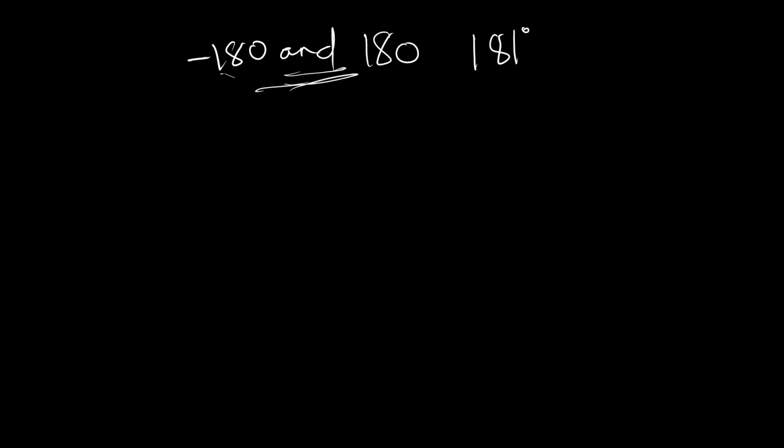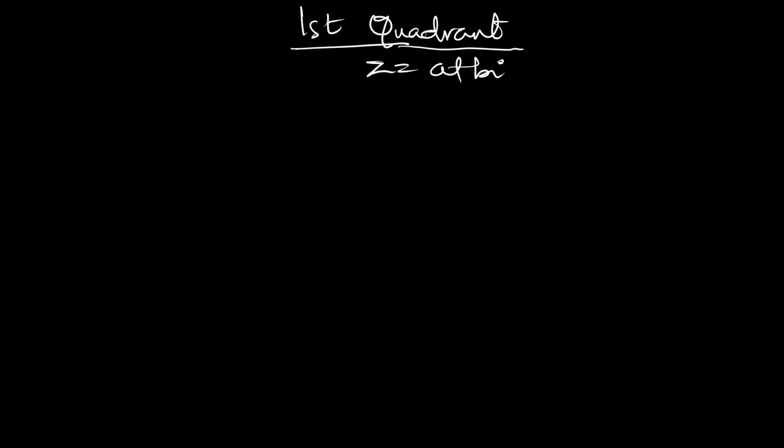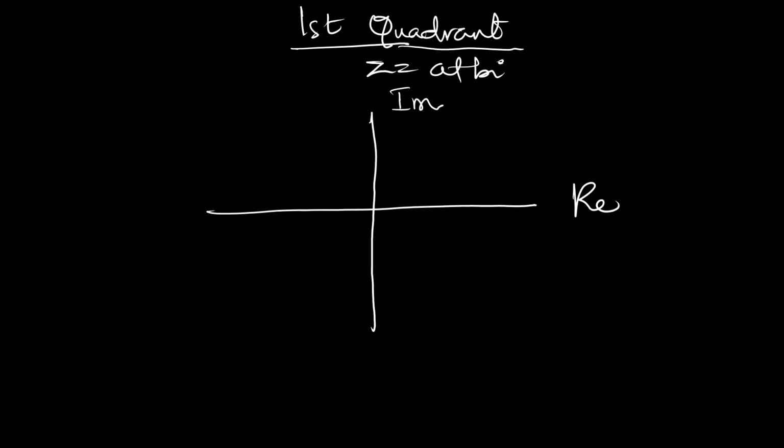Okay. Now let's represent the principal value of argument in each quadrant of the argand diagram. Let's start with the first quadrant. We are still using our z equals a plus bi. This is the real part, and this is the imaginary part. This is our a part, this is our b. That's the imaginary part of the complex number.